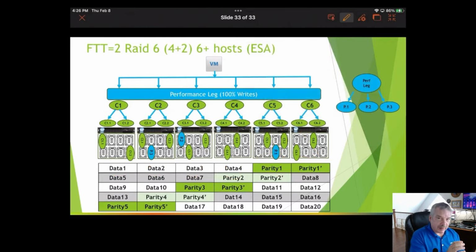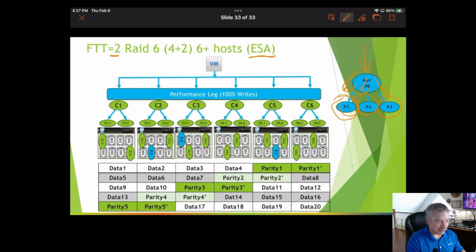Now with ESA, this is really neat. I like this part with the Express Storage Architecture. We have a failure to tolerate of 2, so 2 plus 1 gives us 3 components for our performance leg. So we're writing out to here, and then when we complete the stripe, we offload it to the capacity tier, or capacity leg. Essentially this completely eliminates that performance issue that you would have with RAID 6. So that's really cool. I really like this.